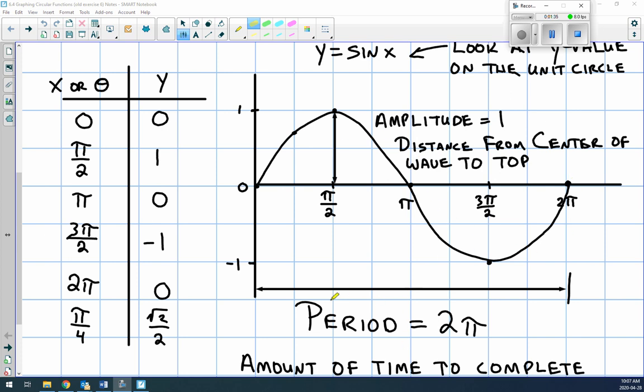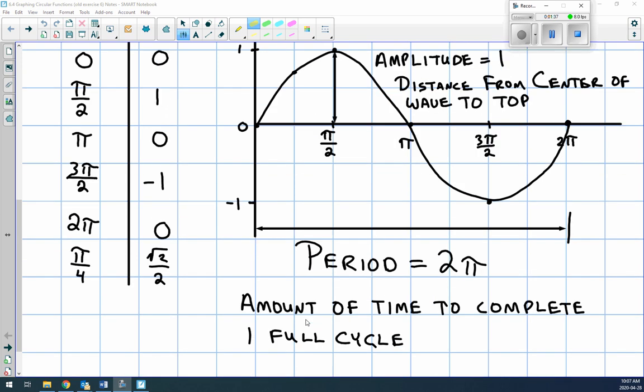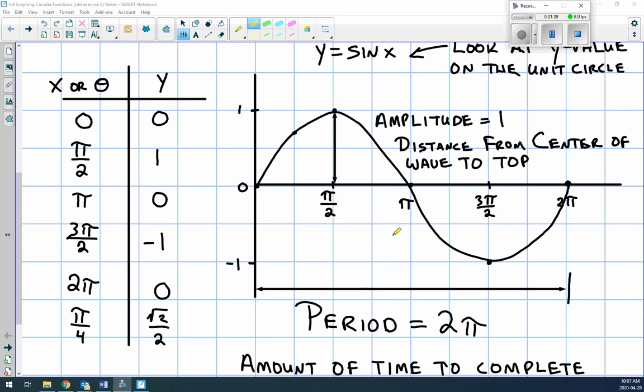The period is 2 pi, the amount of time to complete one full cycle. The amplitude is the distance from the center of the wave to the top. For instance, there's the center of the wave to the top, and you could also look from the center to the bottom. It's still an amplitude of 1. So there's a standard sine.